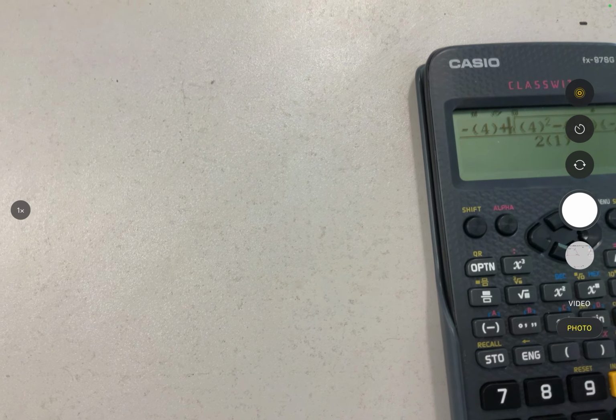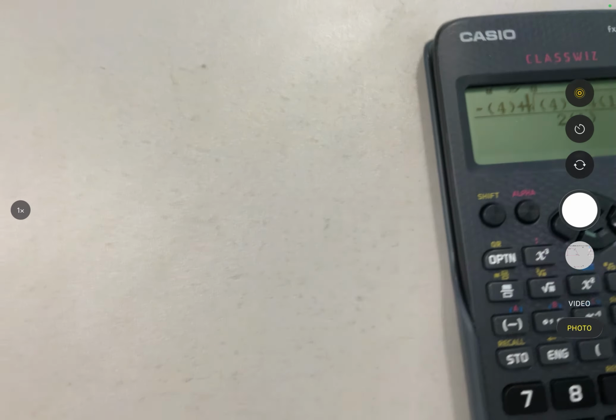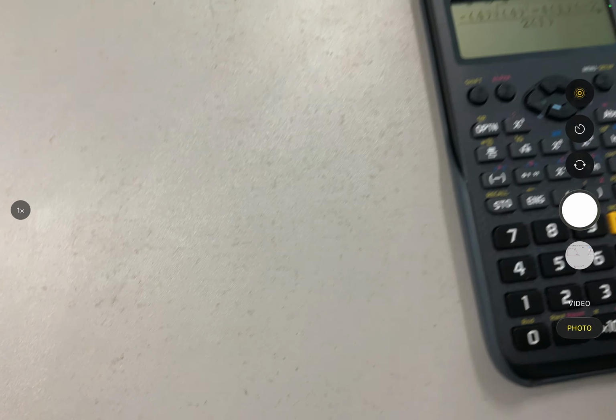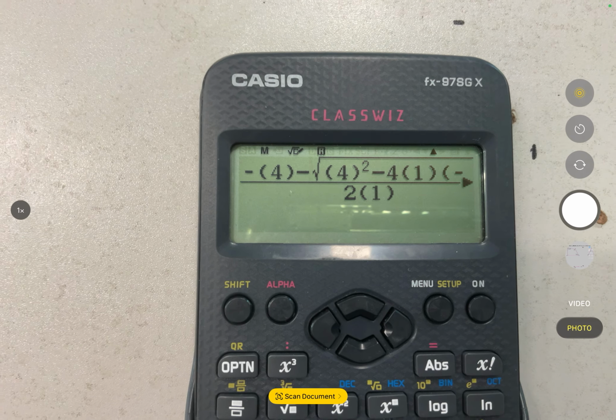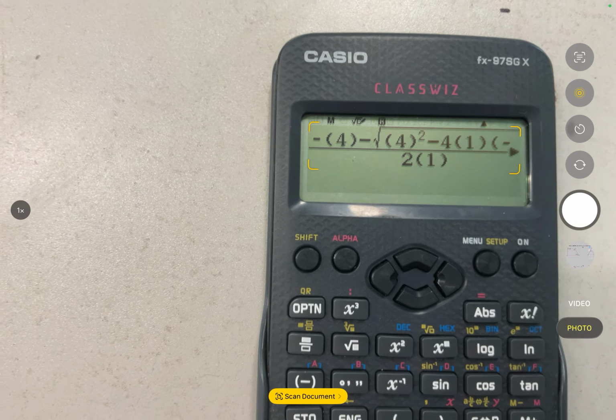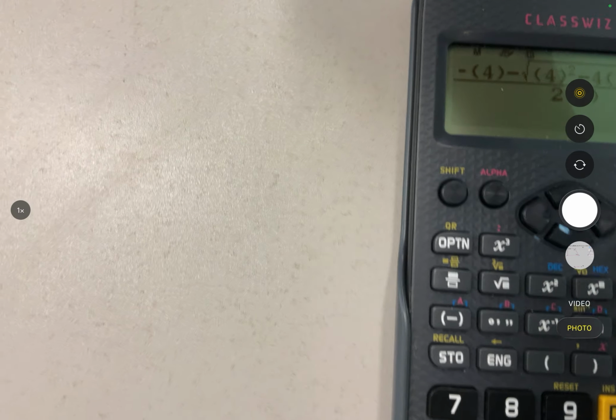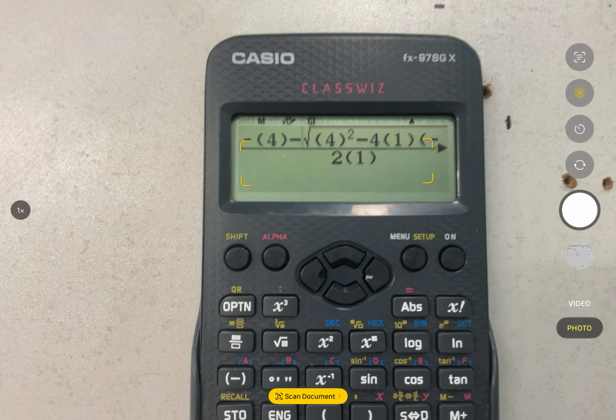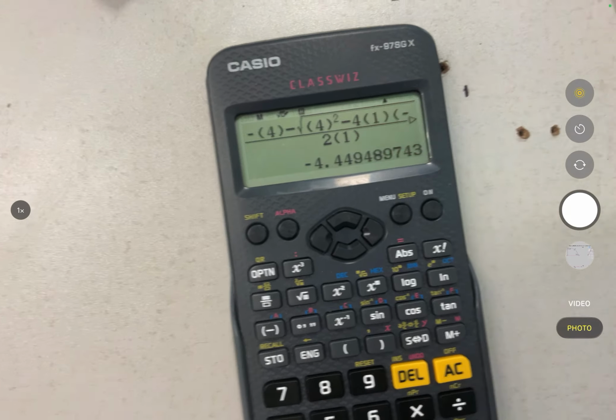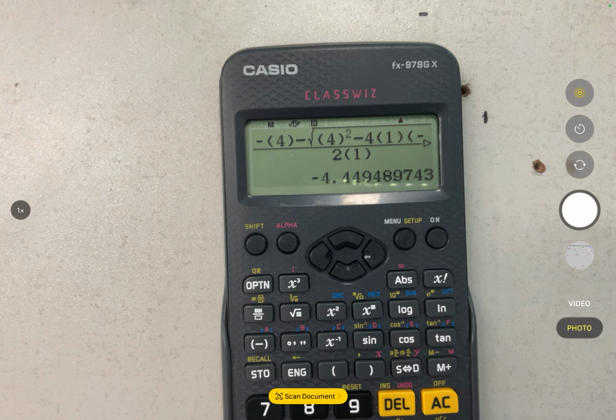I bring the cursor to this plus. Then I delete away the plus, change it to minus. Then I press equal again, the other answer come out already. I don't need to rekey everything again. Okay? Then I press equal. It will tell me the other answer, negative 4.44944897.